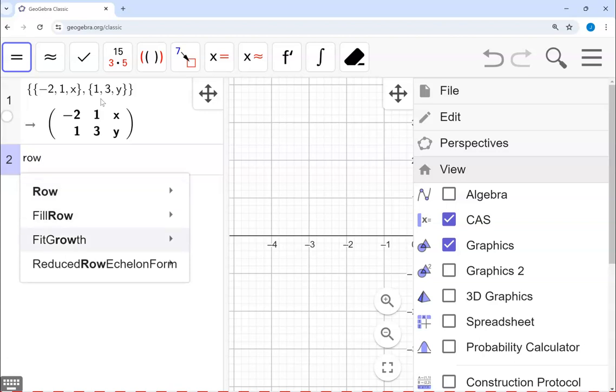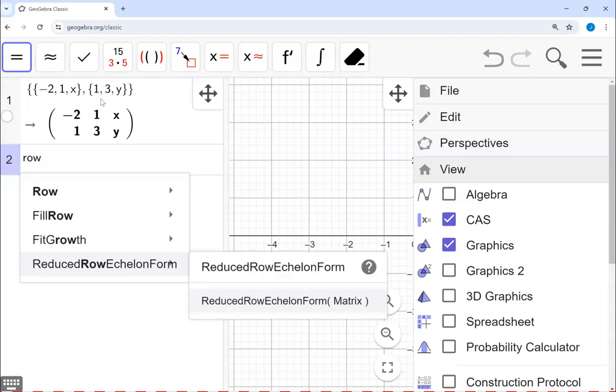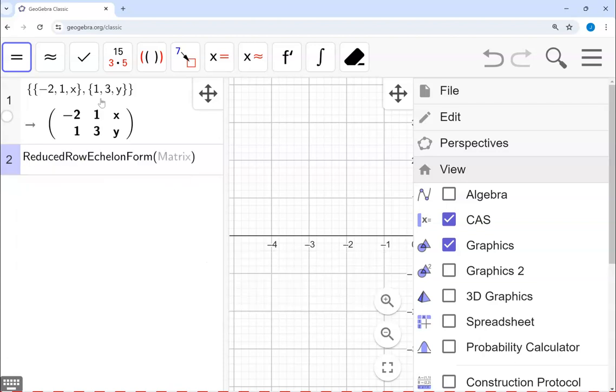Notice that if I start typing the word row, and the actual command is reduce row echelon form, I want the reduce row echelon form of the matrix that I just typed in. If I hit enter on that command, it'll open it up, and notice that it tells you what the form of the function has to be. So it needs to have a matrix inside of there. If I hit enter again, it'll pop that up and leave it in there for you to remind you that you need a matrix in there.